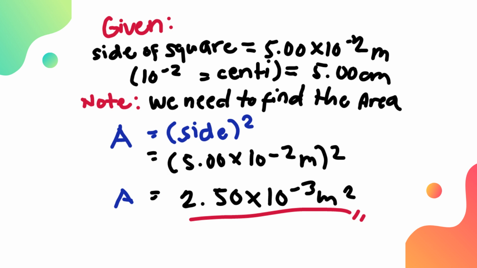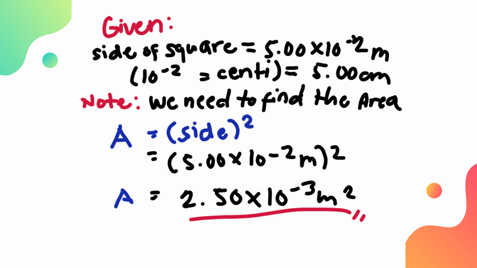And based on our formula, we need the area of the plates. So in order for us to get the area, how do we get the area of a square? What are we going to do in order to get the area of a square? By squaring the side. By raising the value of the length of the side to 2, we can get the area.